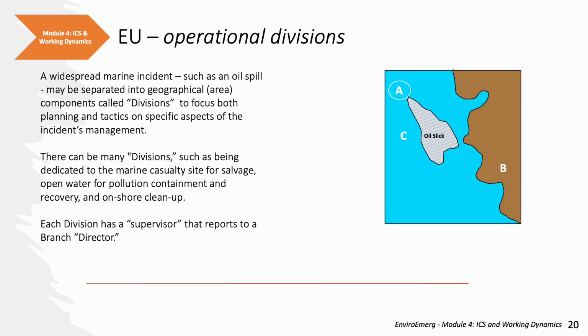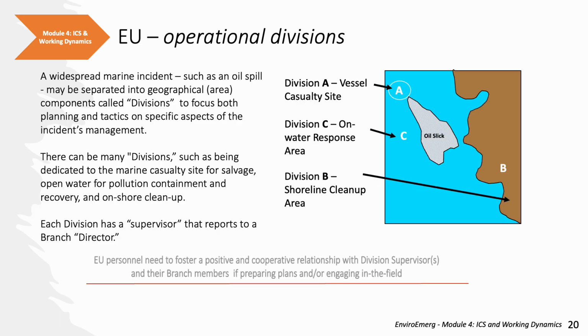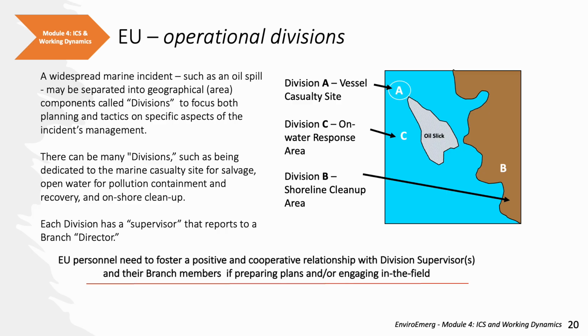It's important for the environmental unit members to understand what operational divisions are all about. Almost all the forms that you work with will have a division identifier on it, such as Division A for Vessel Casualty Site, Division C for On-Water Response Area, Division B for Shoreline Clean Area, as shown by the graphics. As well, any field observers, such as those doing shoreline cleanup assessment techniques, will inevitably cross paths with a division supervisor. The division supervisor is the meat in the sandwich between operations in the incident command post and what's happening out in the field. This is how it works.